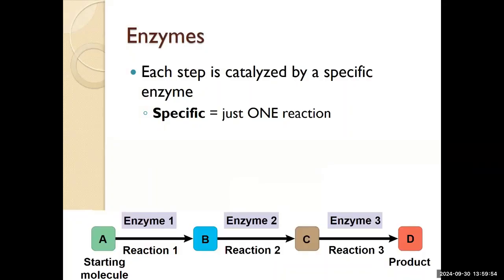Each step in a catabolic pathway is catalyzed, assisted by a specific enzyme. The word specific means it can only do this one reaction. So if we look at the bottom panel, we can see a chemical reaction pathway. Starting molecule A can be changed, converted, transformed into blue square B. There's an enzyme, enzyme 1, that assists in this initial reaction. In the meantime, enzyme 2 is sitting and twiddling its thumbs, waiting for there to be a blue square B, and then it could assist in blue square B becoming a brown square C, and so on and so forth.